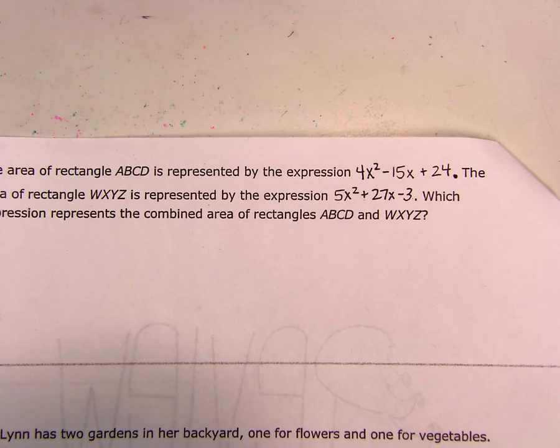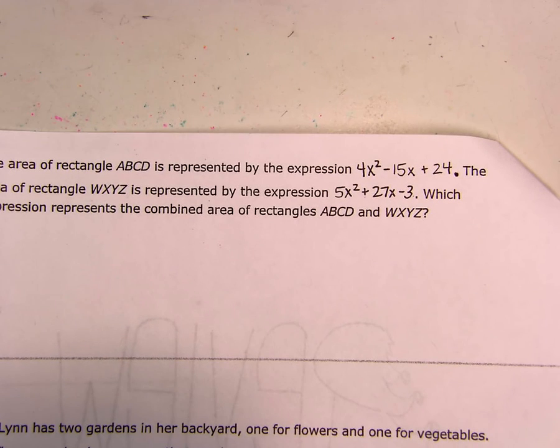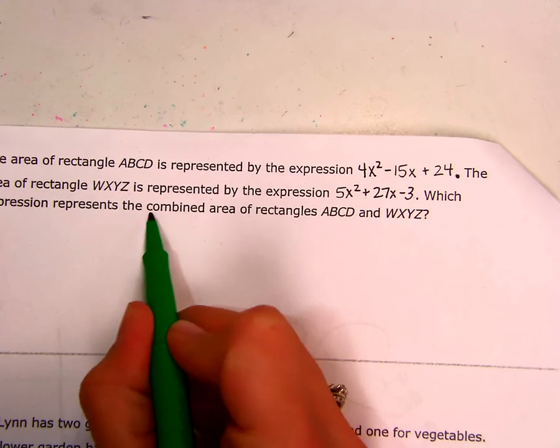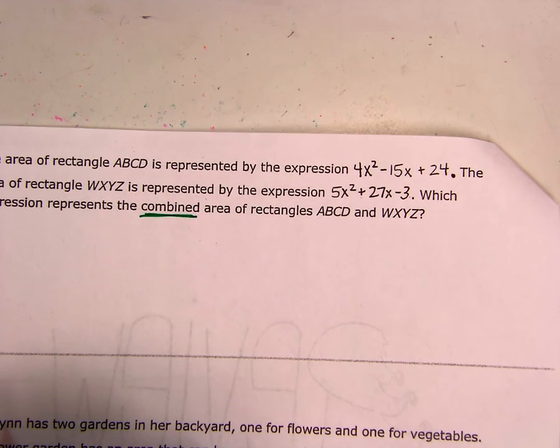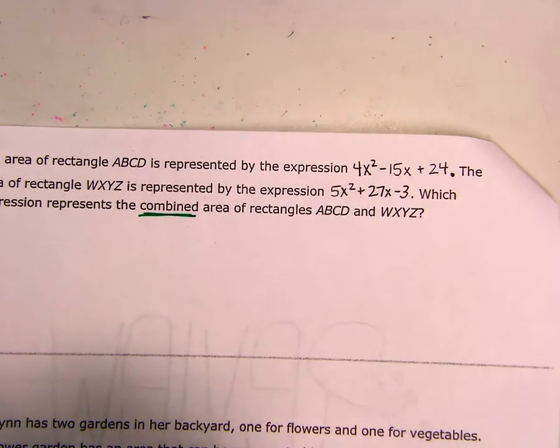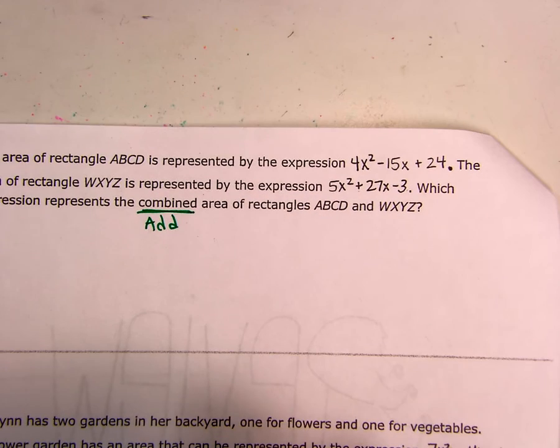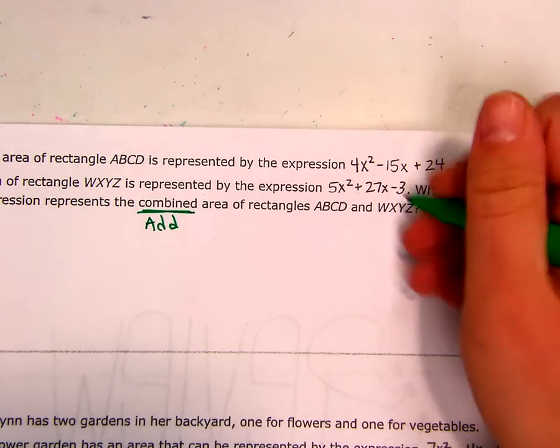Number 1, the area of rectangle ABCD is represented by the expression 4x squared minus 15x plus 24. The area of rectangle WXYZ is represented by the expression 5x squared plus 27x minus 3. Which expression represents the combined area of the rectangles? In this situation, combined is telling me that I need to add those two expressions together.